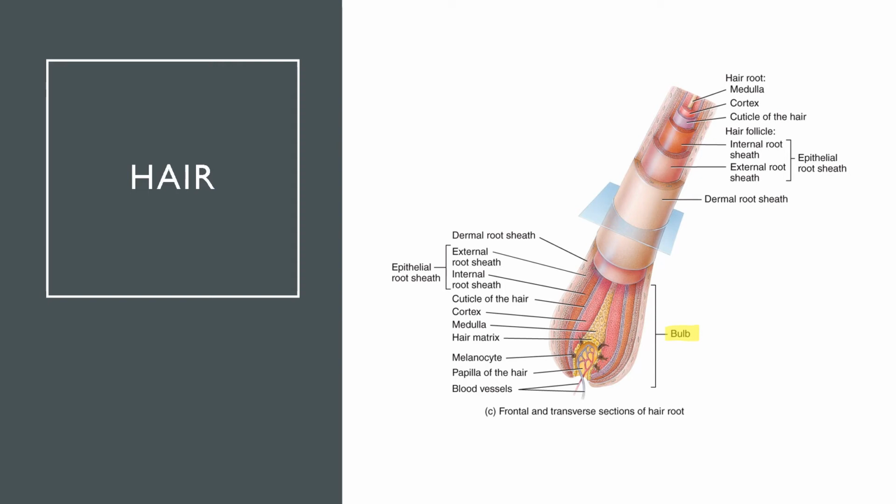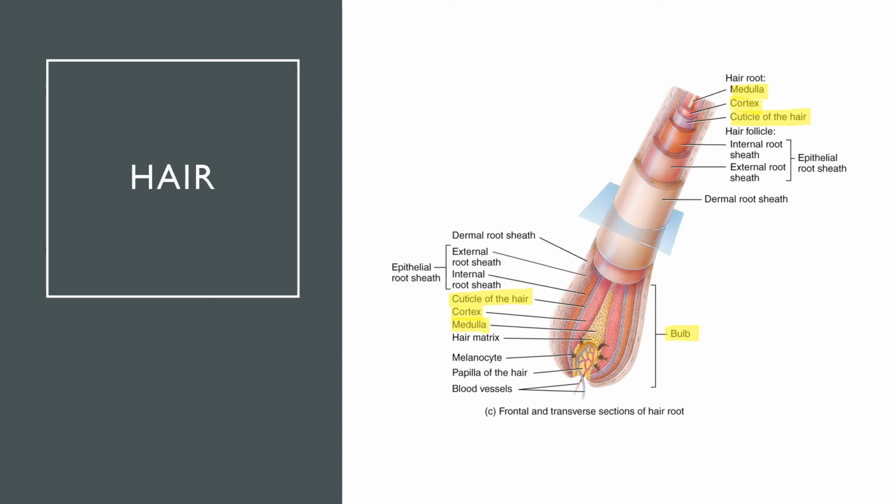We have the medulla, which is that innermost yellowy layer here. Then we have the cortex, a little bit like a pinky color there, and then the cuticle of the hair. So these are going to be the 3 layers of the root and the shaft. The cuticle of the hair is this blue thinner layer here.